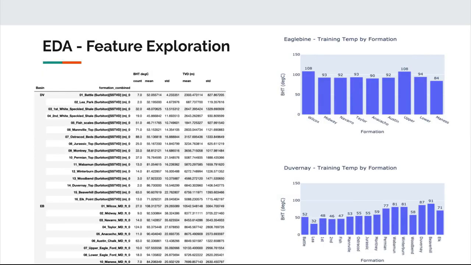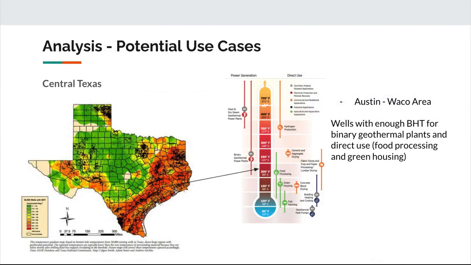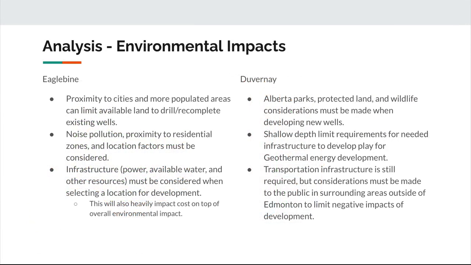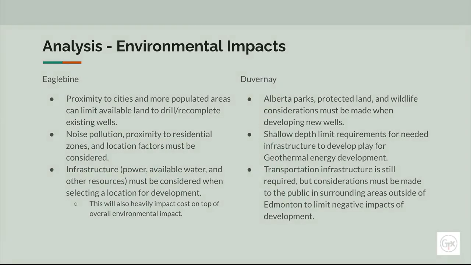Exploration of the features, what we were looking at is any specific thing that impacts the overall bottom hole temperature. We're looking at potential use cases in central Texas. Primarily it's the proximity because there's a lot less resources that are needed, but there's still the transportation.